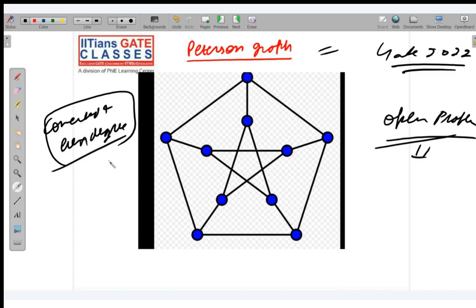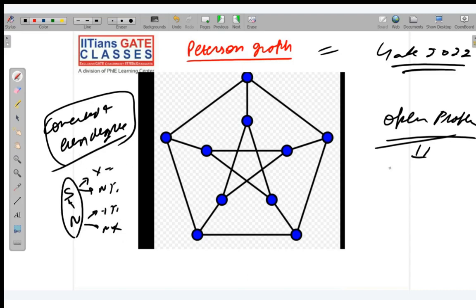Necessary means if this condition is false, then it is not Euler. Sufficient means if this condition is true, then it should be Euler. I think I have told you necessary and sufficient. Sufficient means yes to yes; for no, we do not know. Necessary means no, then no; for yes, I do not know. So it is a necessary as well as sufficient condition, because yes to yes, no to no.